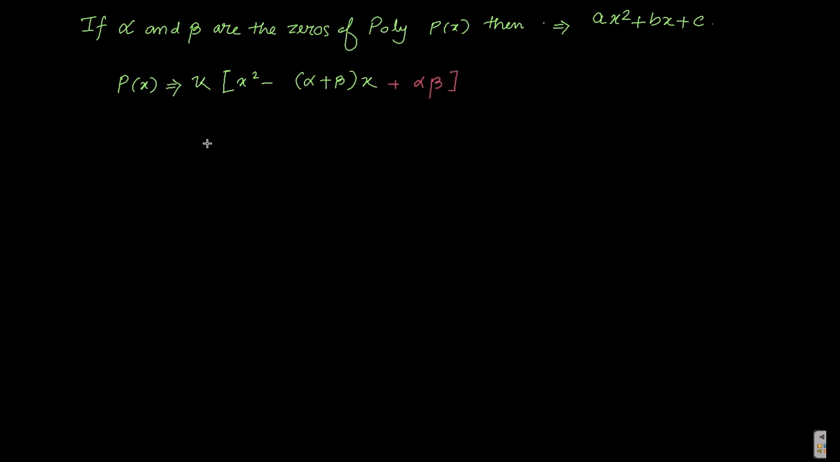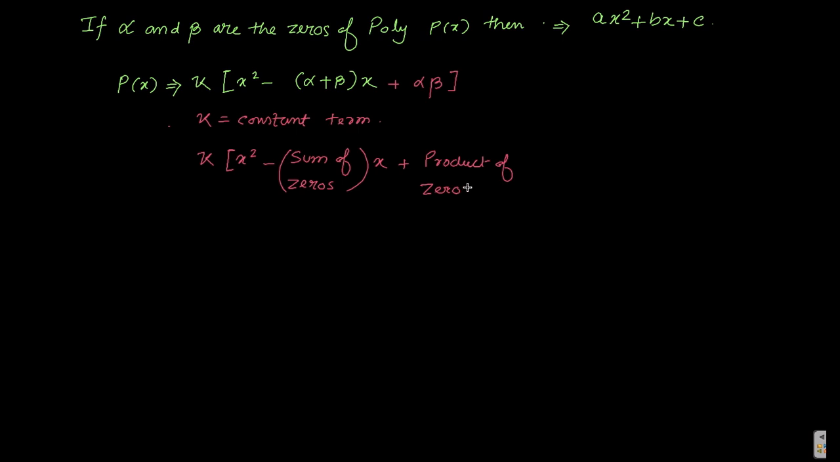It means that k is a constant term, and the polynomial is expressed as k into x square minus sum of zeros into x plus product of zeros. What is the function of k? What is k? You can go through an example.